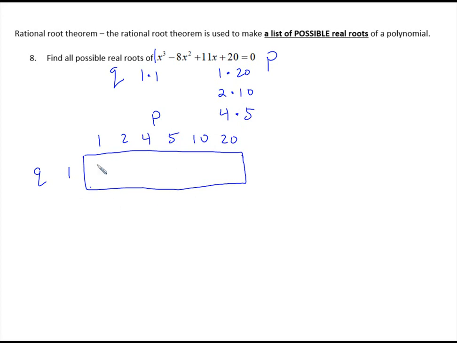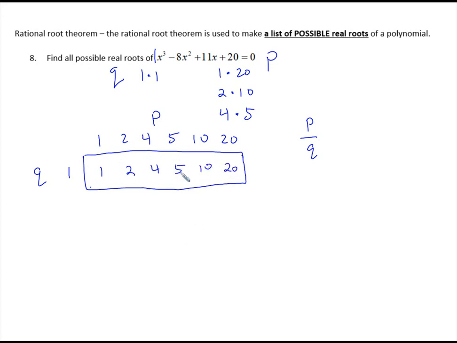And then what you're going to do is take the p and divide it by q. So this is real simple here. If I do 1 divided by 1, I just get 1. 2 divided by 1, I get 2. So basically 4 divided by 1, I get 4. So I'm going to get the same thing.